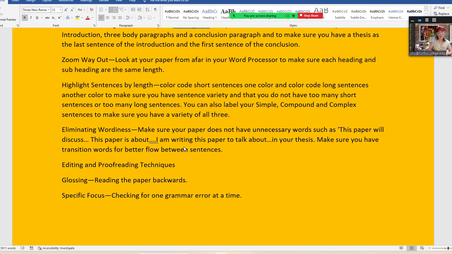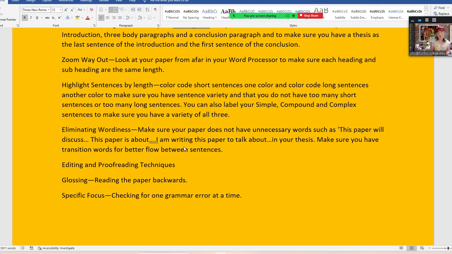Second time you look over the paper, you check for all the periods, make sure all the periods are there. And each time you just check for one grammar error at a time. That's known as specific focus. And I do that when I grade papers, by the way. And so those are the different ways in which you can revise your essay.